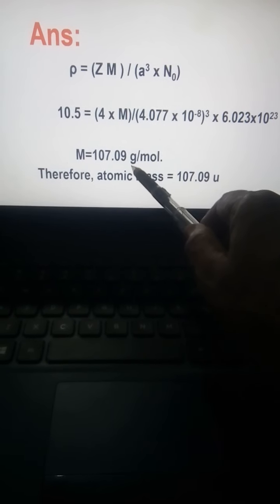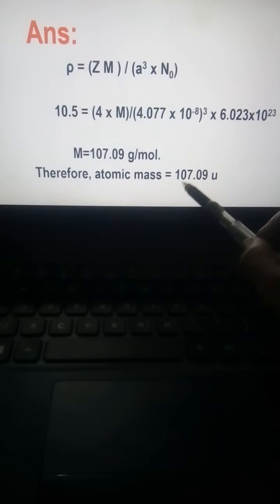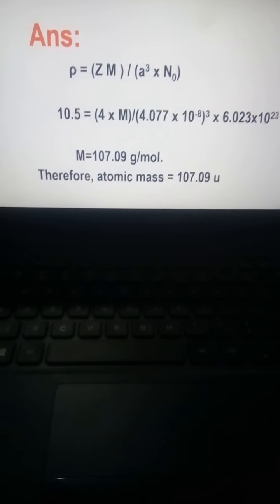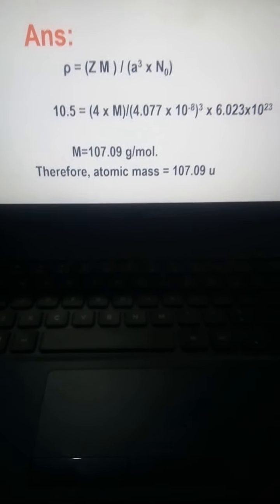Therefore the atomic mass will be equal to what? The molar mass is 107.09 gram per mole, so the atomic mass will be 107.09 U. So these are the problems regarding the cubic unit cells.